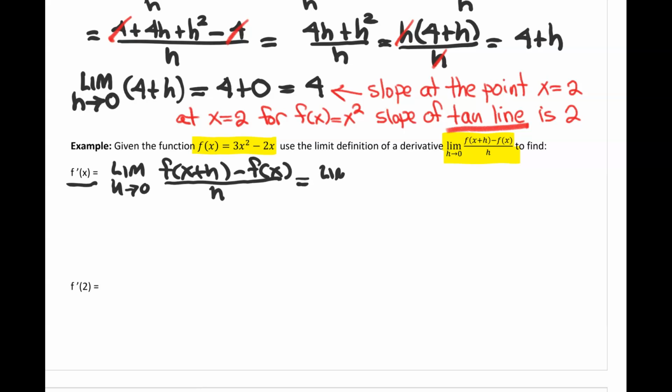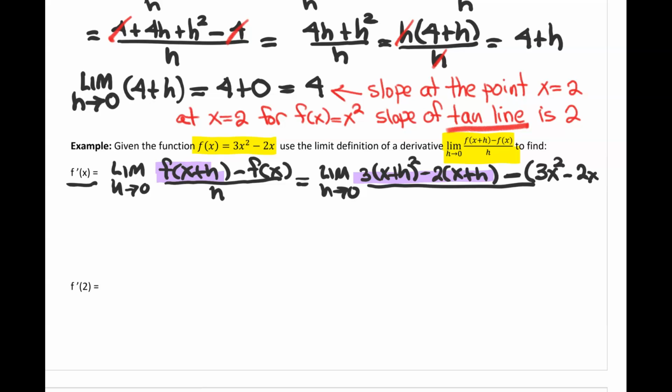Okay, so we're going to have the limit as h goes to 0. So to find f of x plus h, remember we take x plus h and plug it into our function. So we're going to have 3 times x plus h squared minus 2, and we'll plug in x plus h there. Alright, so all of this is f of x plus h. Okay, just to clarify. Minus, and then we do f of x. Well, f of x is given to us. That's the function. So I just need to write down the function, 3x squared minus 2x, all over h.